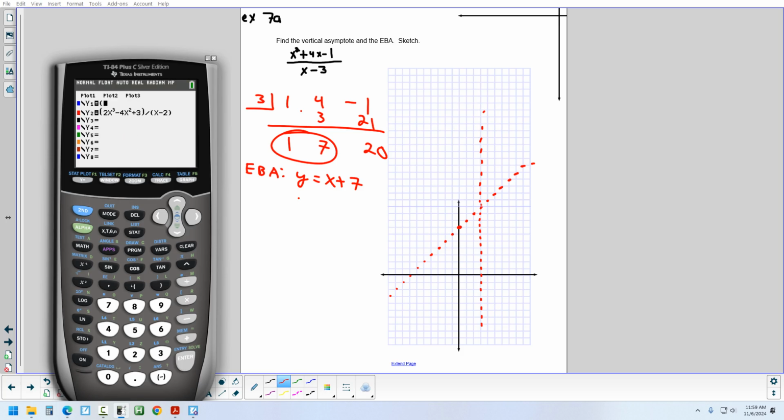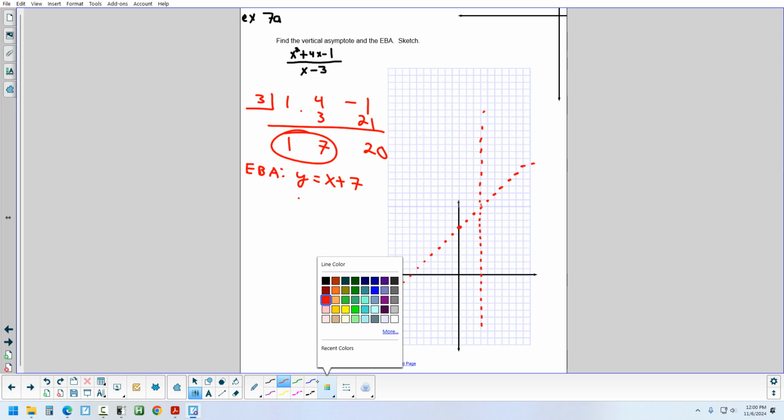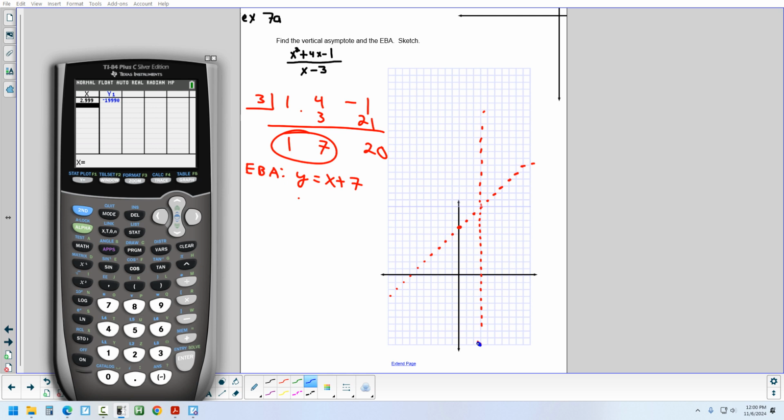Okay, so my numerator is x squared plus 4x minus 1. And I'm going to divide by x minus 3. Okay. What would be a good value I could check close to my asymptote? My vertical. 2.99. So just to the left, I am going to be way down. So as far down as I can go. What's a value that's just to the right? 3.001. Okay, I'm up at 200,000. So very, very high.